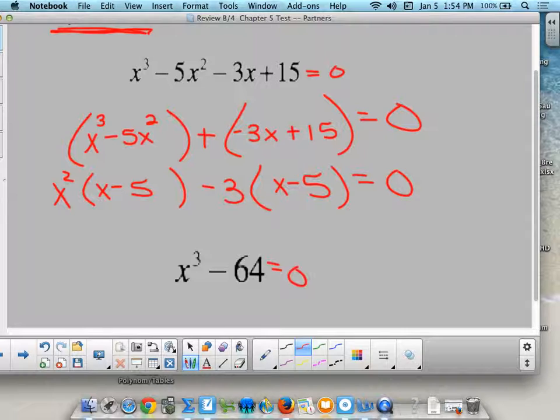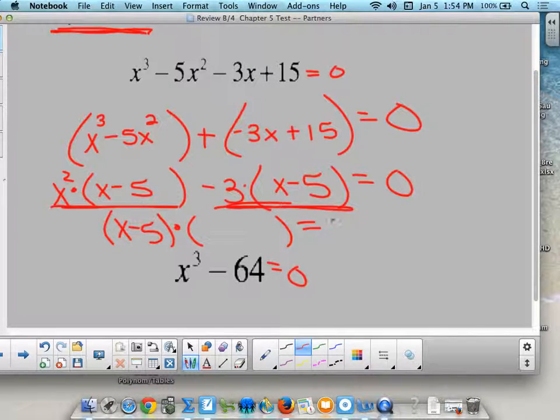See, the reason you took out negative 3 is because you want the x minus 5 in there. Okay, so now this is a term, x squared times x minus 5. This is a term, negative 3 times x minus 5. What do they share? X minus 5. X minus 5 becomes the GCF. Take the GCF times what? X squared minus 3.